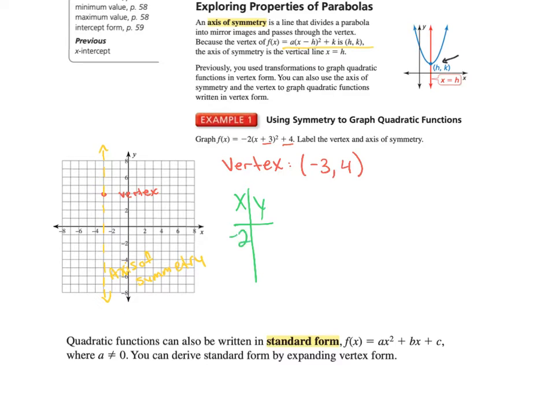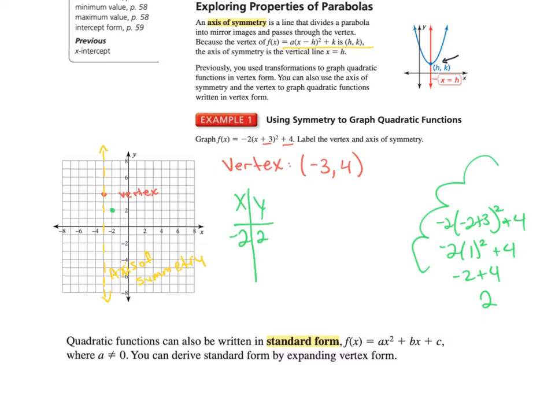So I'm going to plug it in: -2 times -2 plus 3 squared plus 4. So that is 1 squared. 1 squared is 1. 1 times -2 is -2. -2 plus 4 is 2. So there's another point: -2, 2. So right there.